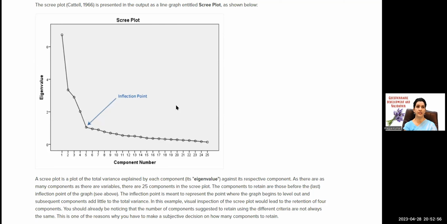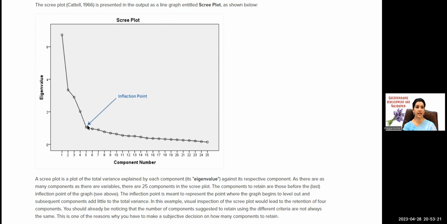So you can see, this is a Scree plot, which is plotted between the eigenvalue on the y-axis, and this is the component number. So component number, what do you mean by that? Component number is the number of factors. So if the questionnaire has 25 questions, a scale, then it will break it into 25 components. But you have to select only those components where the eigenvalue is more than 1.